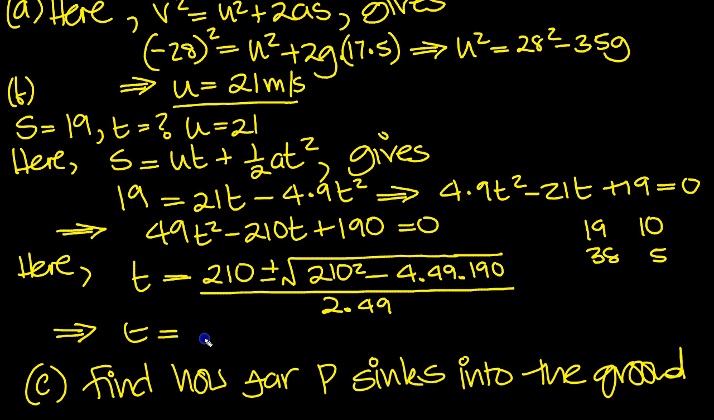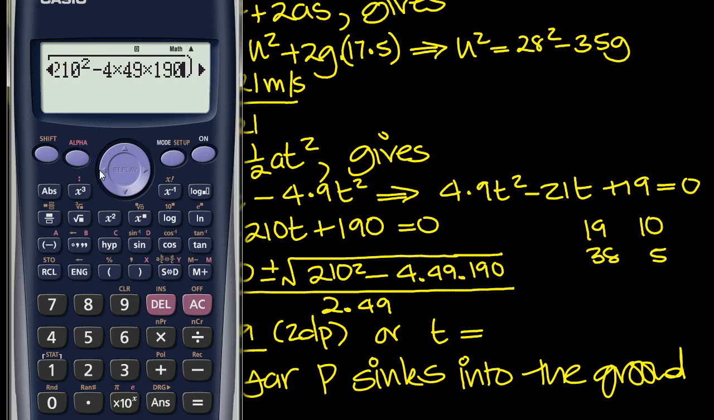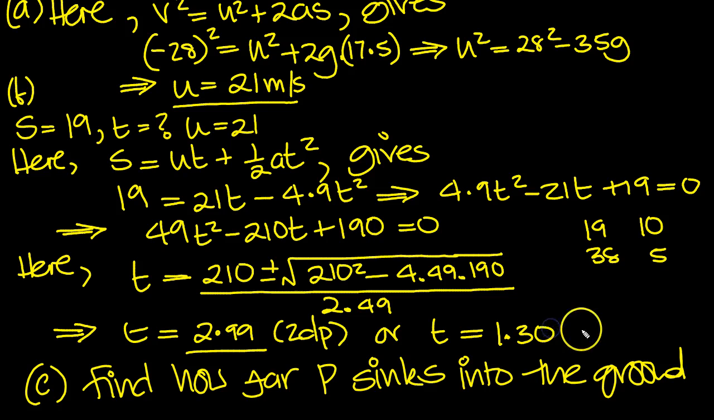2.99, isn't it, 2dp? That's 2 decimal places. So t is equal to that, so there's the first one. And the other value, if we go back now, change that plus to a minus here. Put a minus in. 1.29, 1.30, isn't it? And that's to 2dp again. So there's the times, the possible times that are solutions for this problem.